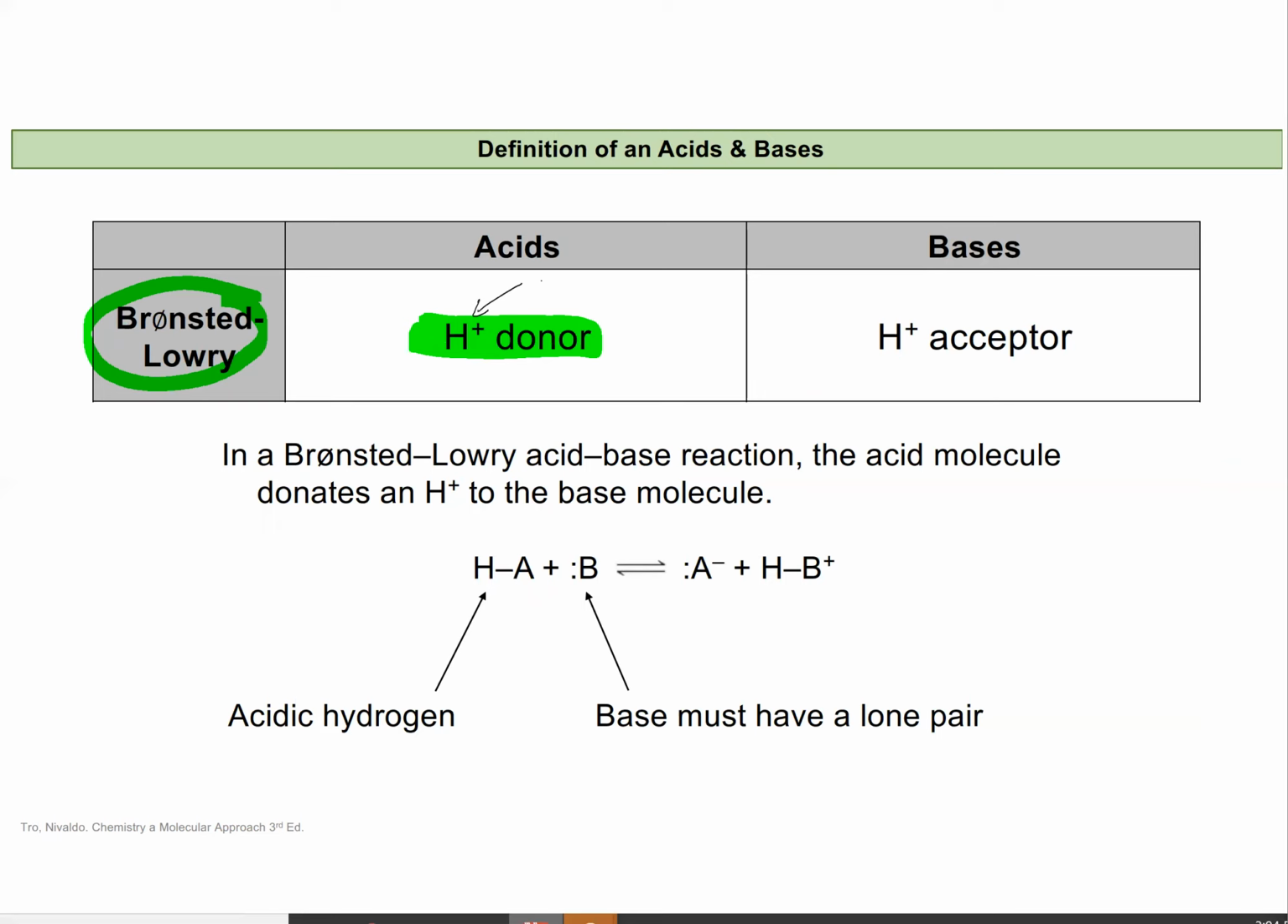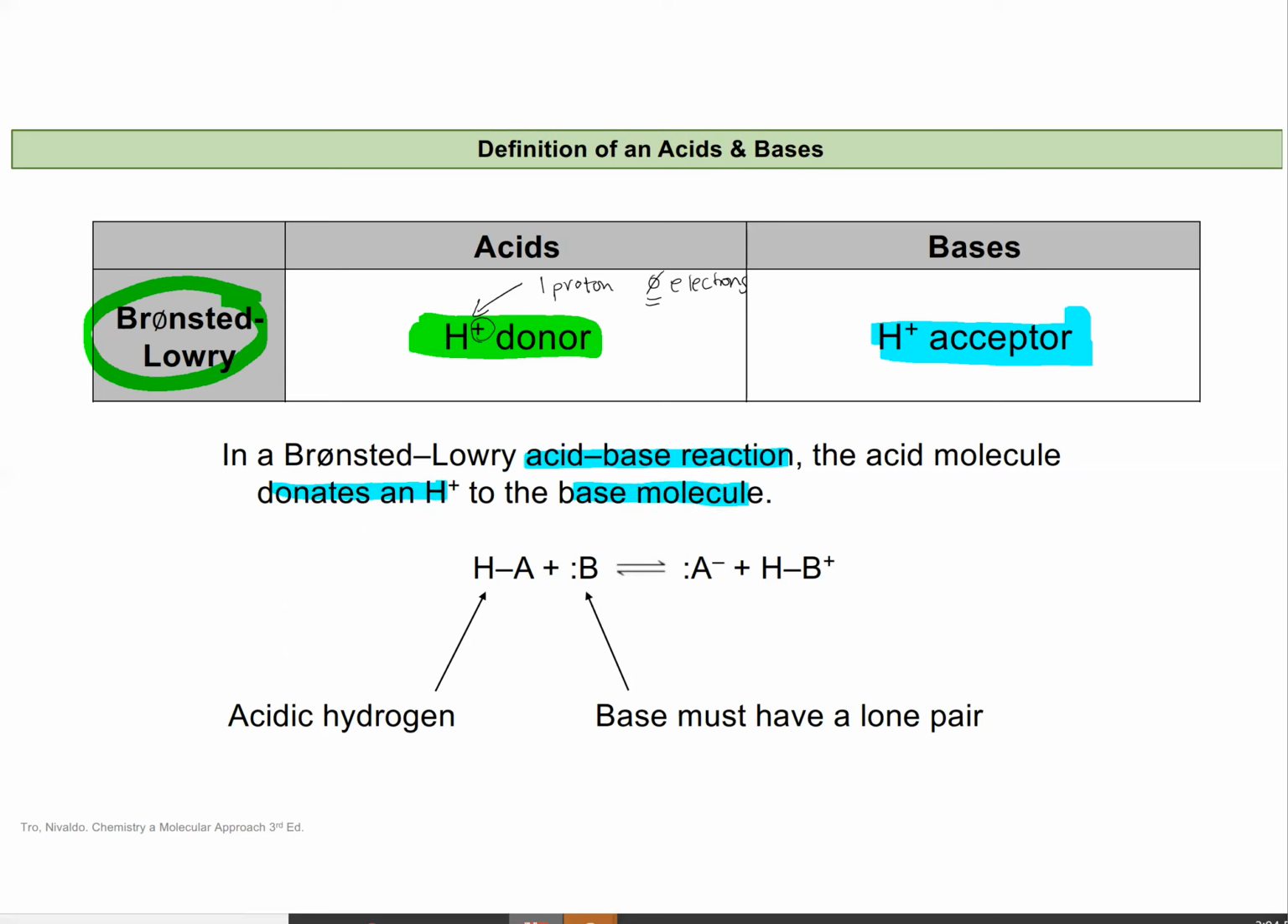Hydrogen cations have just one proton in the nucleus and 0 electrons. A hydrogen atom has one proton and one electron, so losing that one electron gives it that positive charge. And then a base will accept a hydrogen cation in an acid-base reaction. So when an acid and a base are reacting, they go hand in hand. You always have both the acid and the base reacting at any given time. And in these reactions, the acid molecule will donate that hydrogen to the base.